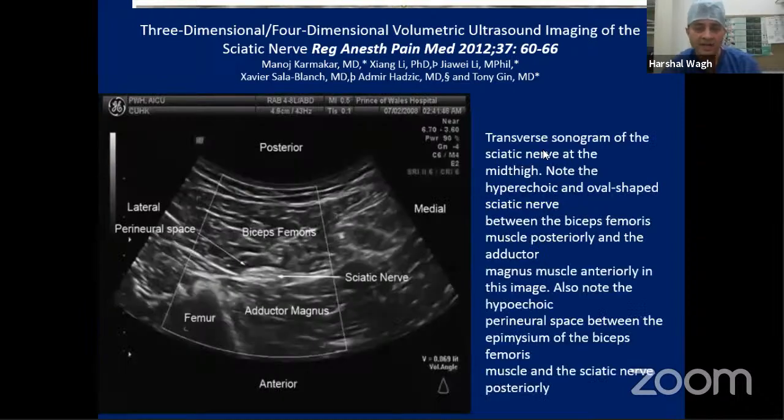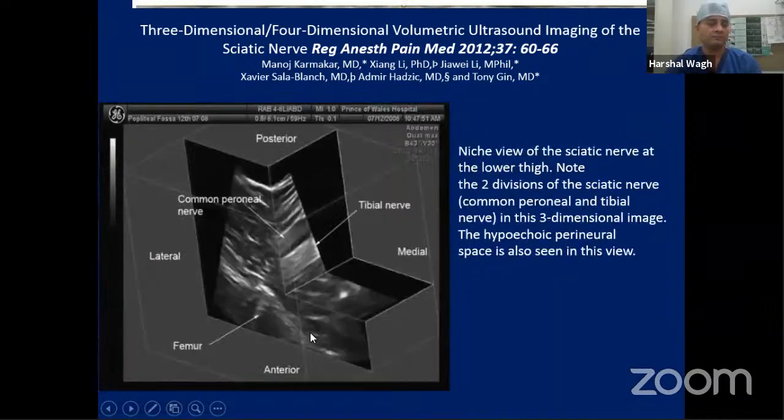Coming down to the mid-thigh, again they're talking about a potential space surrounding the sciatic nerve at the mid-thigh level. This is the biceps femoris and the adductor magnus, and there is a perineural potential space that lies between the epimysium of both the muscles. That is another niche view of the tibial nerve and the common peroneal nerve, and the space present between these nerves forms a perineural or subepimysial space, which is also seen in this view.